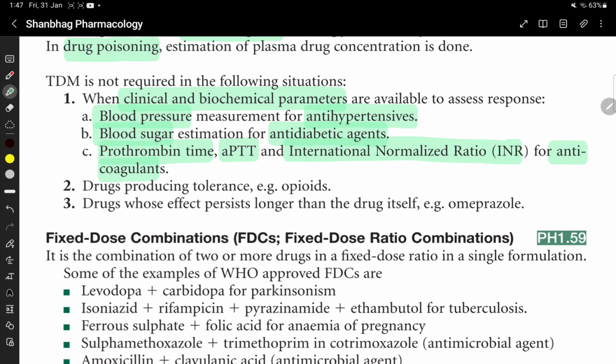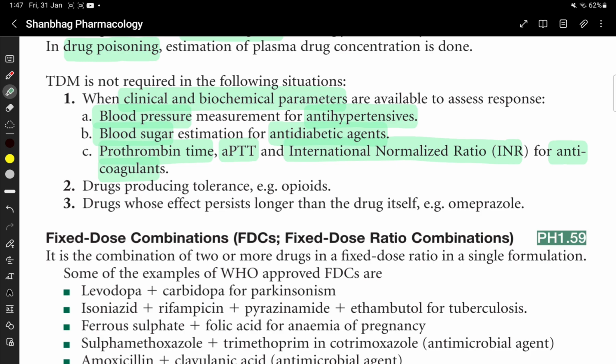So, in case of antihypertensives, anti-diabetics, and anticoagulants, we do not require TDM because we have certain clinical and biochemical parameters to assess the response of these drugs. So we don't need to measure the plasma concentration of these drugs. In case of hypertensives, we can measure the response of the drug by measuring the blood pressure. For anti-diabetics, measure the blood sugar level. And for anticoagulants, we have prothrombin time, APTT, and INR, that is international normalized ratio.